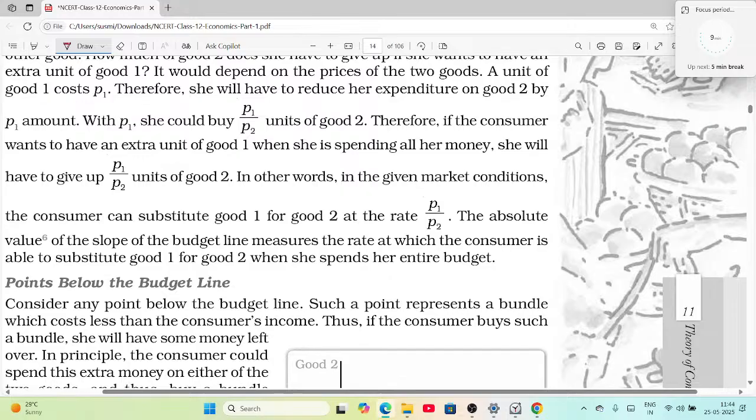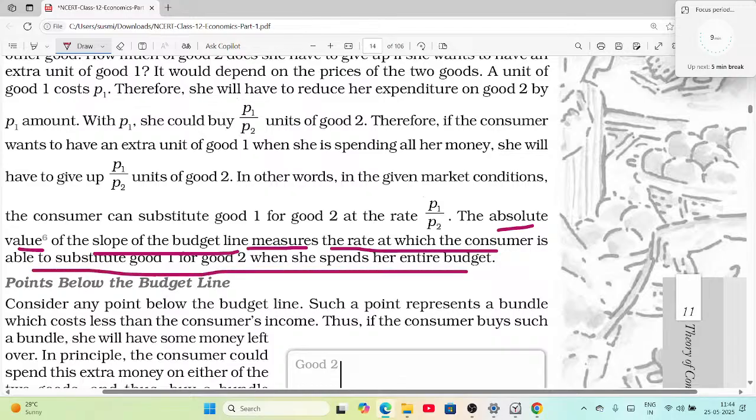The absolute value of the slope of the budget line measures the rate at which the consumer is able to substitute good 2 for good 1 when she spends her entire budget.